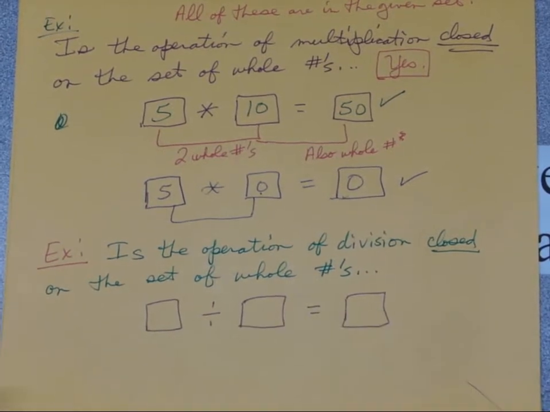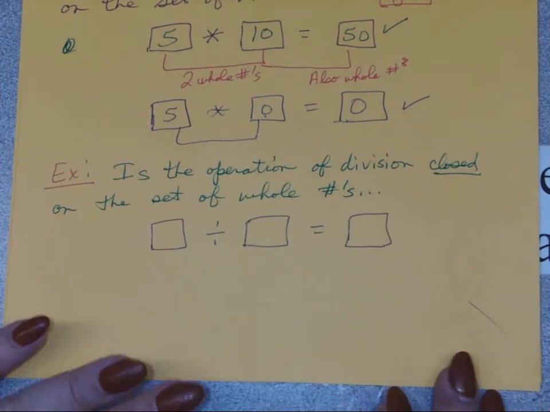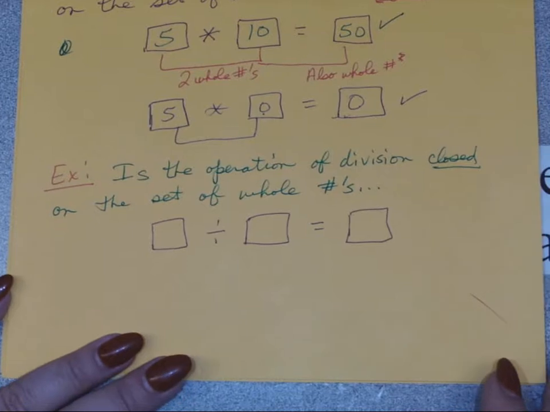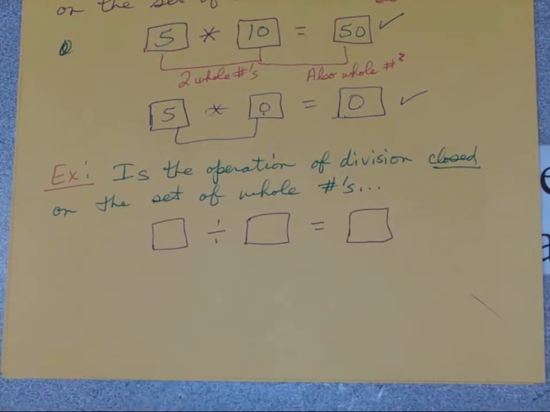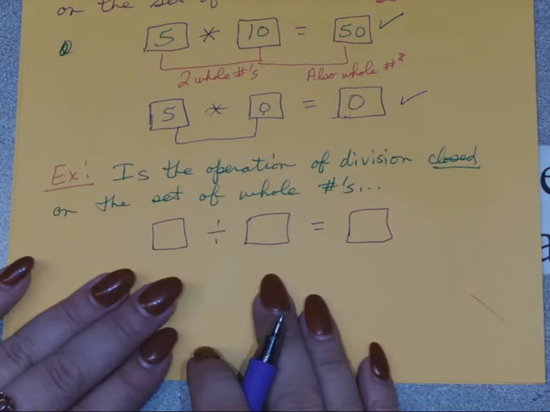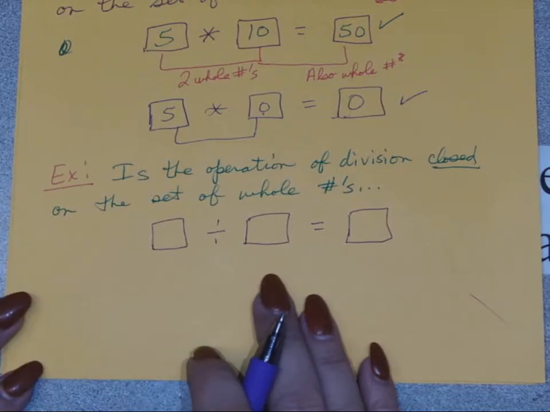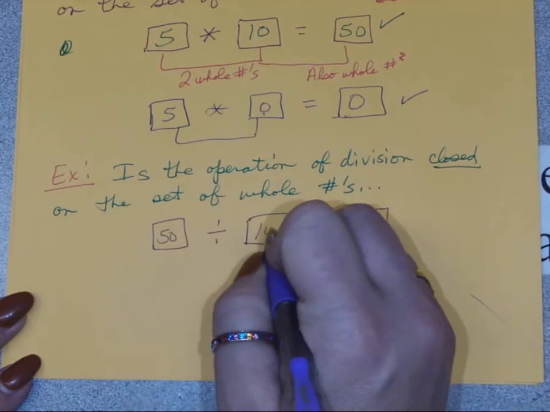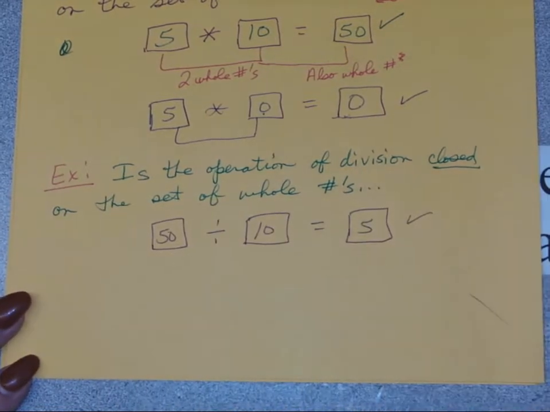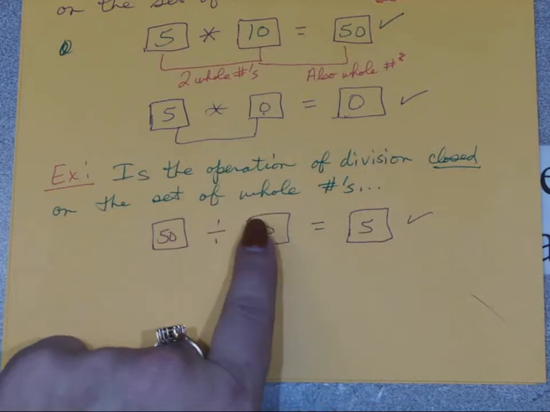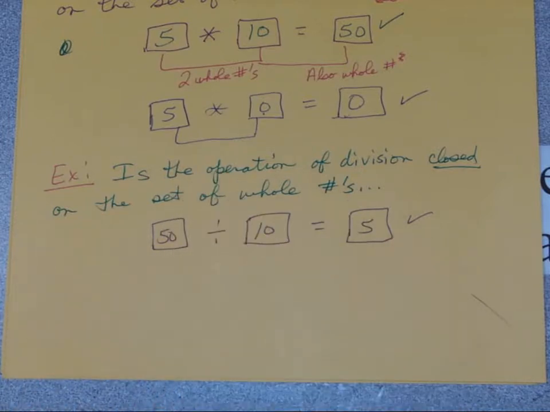And hopefully when I'm done, I get a whole number. Now we could be a little bit oblivious or not really searching for the pattern is what I'm thinking. And we could pick some numbers that might work here. So let me just do the opposite of this one. 50 divided by 10 gives me a 5, right? That one's okay. 50 and 10 are both whole numbers. 5 is a whole number. All of those are whole numbers.